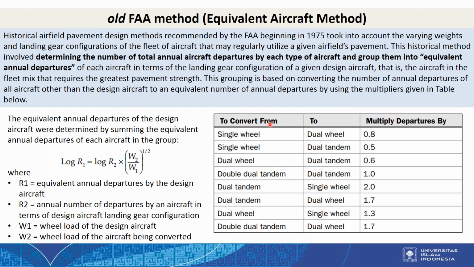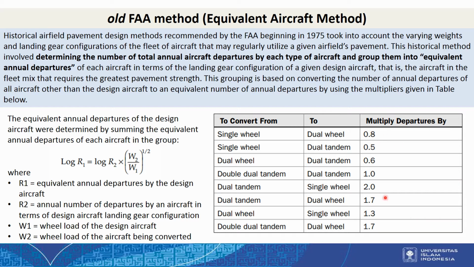So what we have to do is make sure that they are in the same units of wheel configuration. The grouping is based on converting the number of annual departures of all aircraft other than the design aircraft to an equivalent number of annual departures by using the multipliers given in this table.